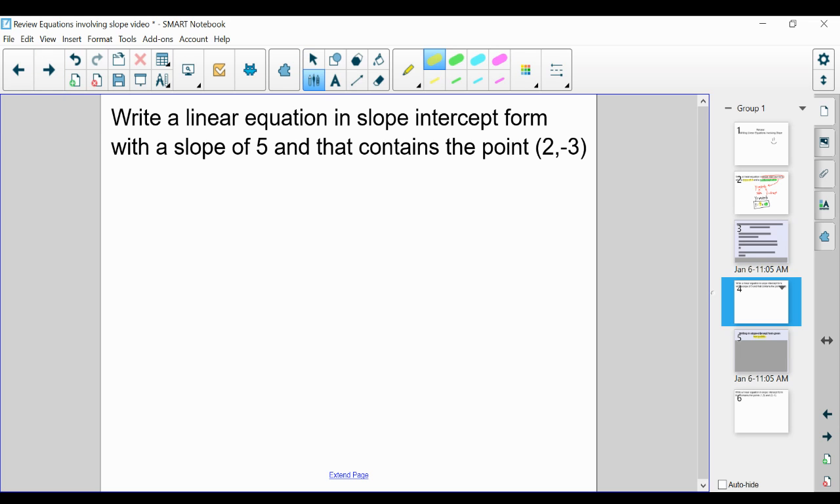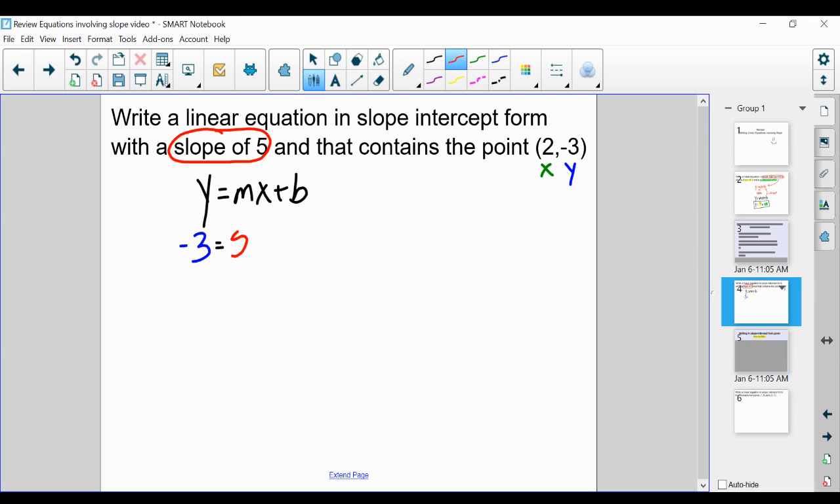The first thing we do, if we look back at our steps, we're going to start out with slope-intercept form, y equals mx plus b. We're going to substitute the slope, which is 5, for our m. 2 is going to be for our x, and negative 3 is going to be our y. So as we replace all these variables with the numeric values, negative 3 is equal to our m, which is our slope of 5, times the x value, which is 2, plus b. And now we're going to solve for b.